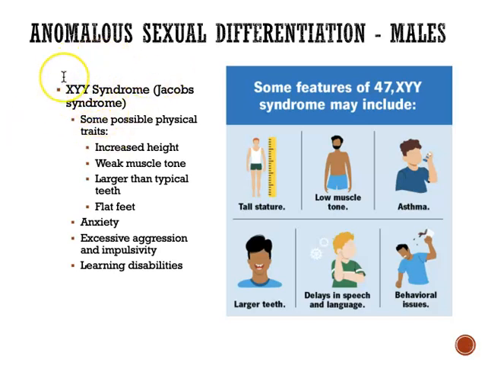Then there's the opposite, XYY. So XYY syndrome or Jacob's syndrome. In this case, you have an extra Y. There are usually telltale signs of an individual who has XYY. They may have increased height. However, interestingly, they have weak muscle tone, larger than typical teeth, flat feet. Again, there are some associated cognitive or behavioral things that go along with this. So there might be anxiety, excessive aggression, impulsivity, some learning disabilities.